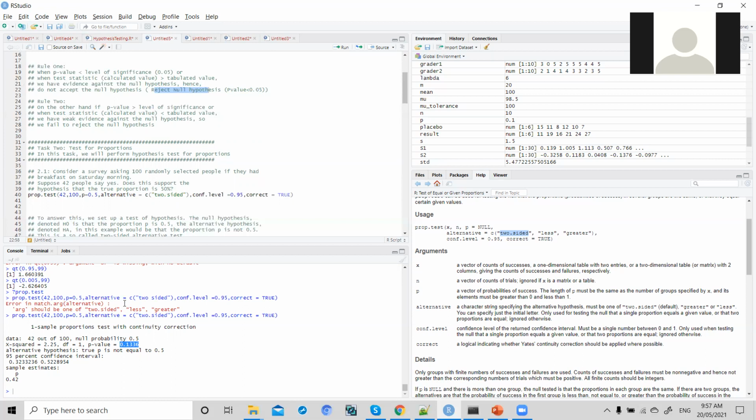So we reject the null hypothesis and accept alternative? No, because my p-value here is greater than 0.05. If your p-value is less than 0.05, you reject null hypothesis. But your p-value is greater than 0.05 here at 0.1, right? So you accept null hypothesis, which means you fail to reject null hypothesis.